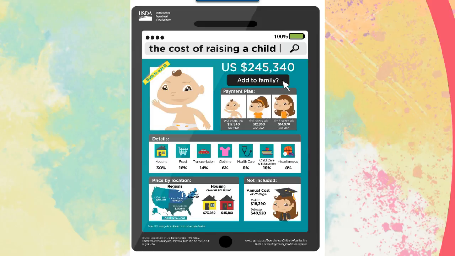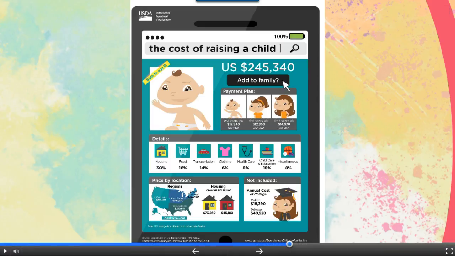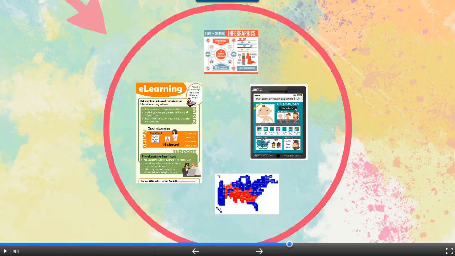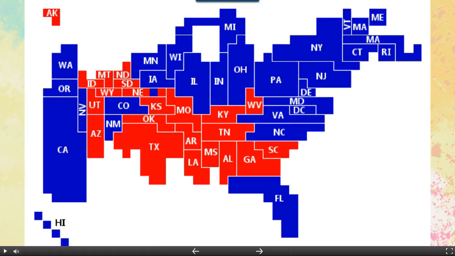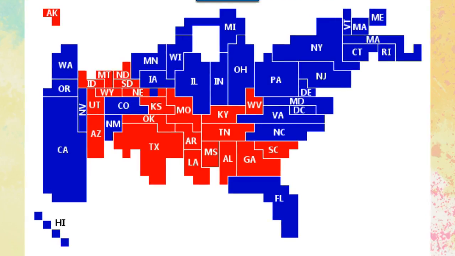You can see it's from birth to age 18 with college costs, locations for schools, housing. A really neat infographic. Pies and charts are the first infographics. This is a simple graph of the states for the election, showing who's winning between the Democrats and the Republicans.